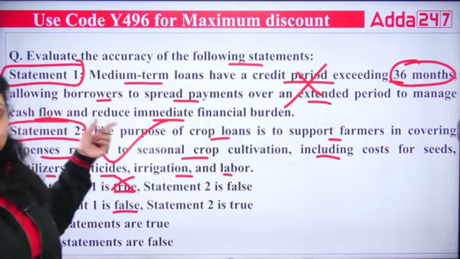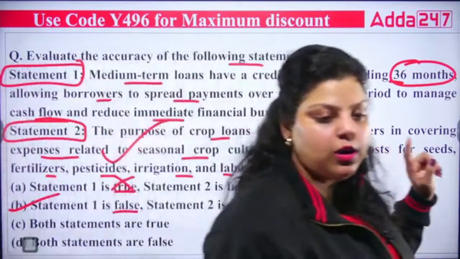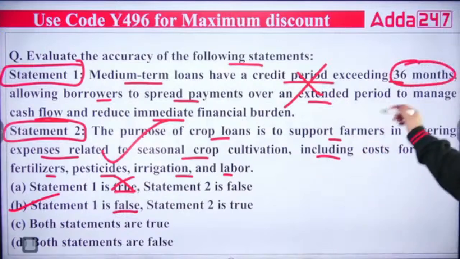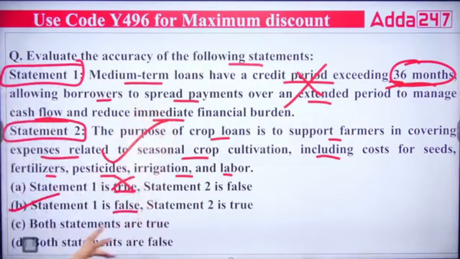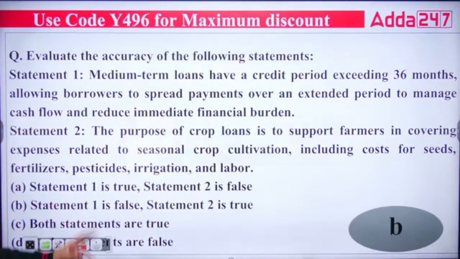So why is the first one wrong? Because the option we are talking about here is exceeding 36 months. It is not exceeding 36 months. So the right answer will be your B option.